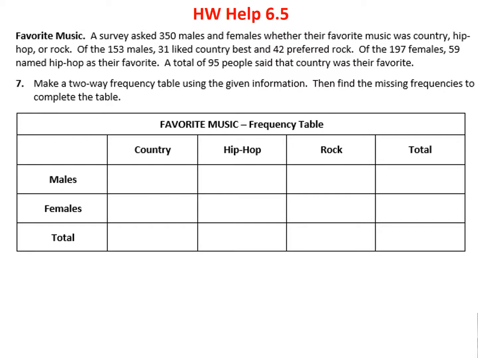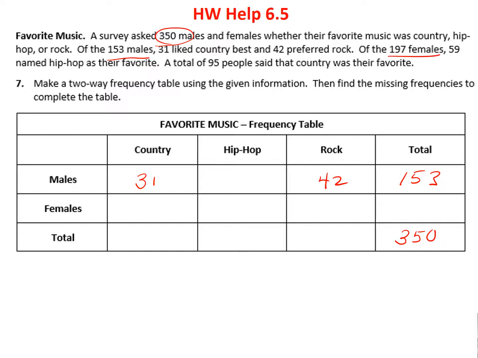Problem 7, we're going to make our own frequency table. It says it has 350 males and females, whether their favorite music was country, hip-hop, or rock. All right. So first of all, it's told me that the total number of people surveyed is 350, so I'll write that in. Of the 153 males, that means there's 153 men, 31 like country best. So 31 men like country. And 42 preferred rock.